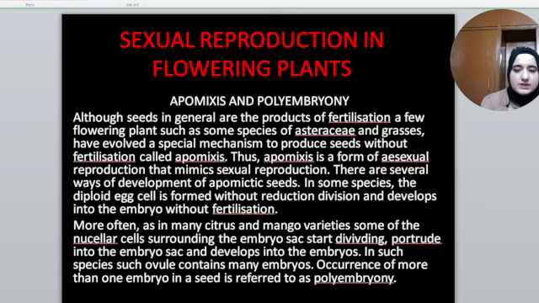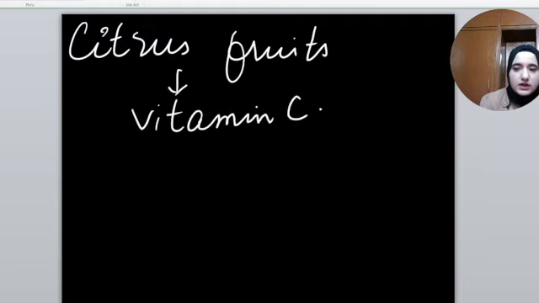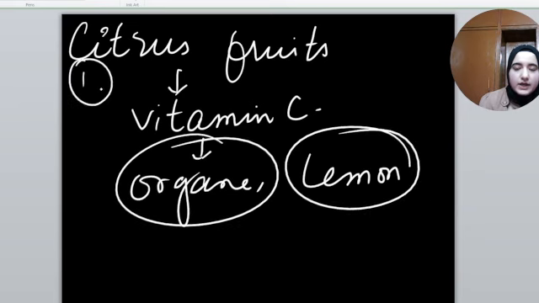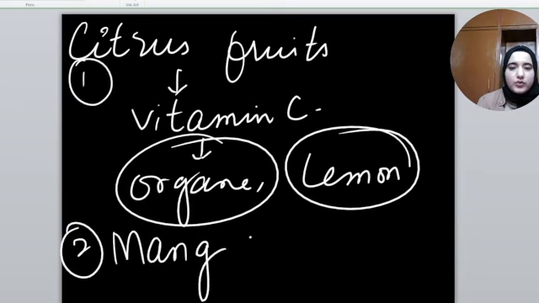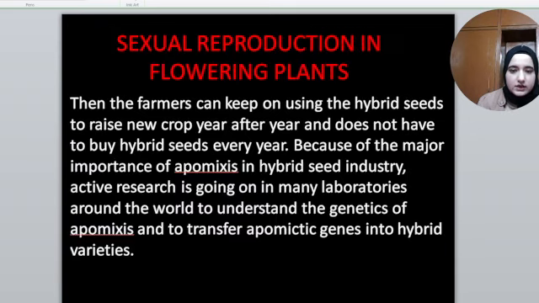And this is mainly seen in which fruits? In citrus fruits. Citrus fruits are those fruits which contain vitamin C, which are sour in taste, right? Like we have orange, we have lemon, and they have multiple embryos. Similarly, some mango varieties also have polyembryos, multiple embryos. I hope this concept is clear, right?